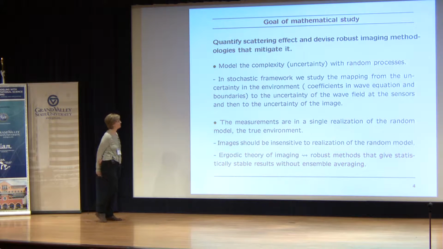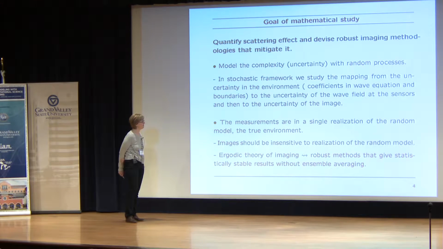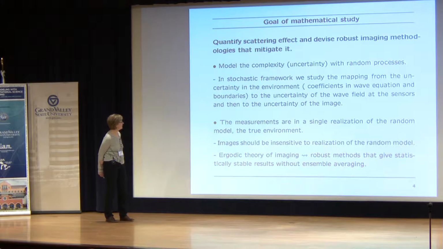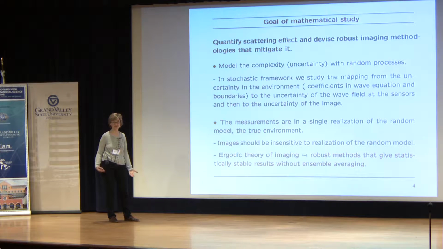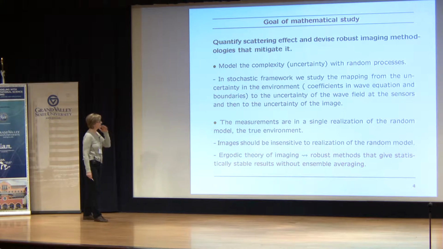So what this means is that we place ourselves in a stochastic framework. And using this stochastic framework, we try to study the mapping of the uncertainty in the environment, which in the mathematical framework means that we have a wave equation with random coefficients and random boundaries. And so we want to study the propagation of the uncertainty from the environment to the uncertainty in the wave field, which is what we measure at the sensors, and then finally to the uncertainty of the images that we construct.